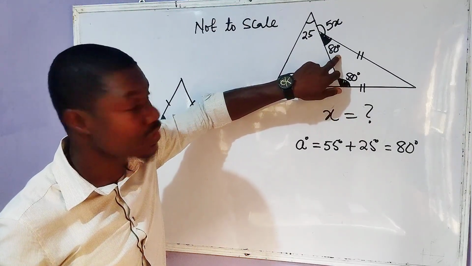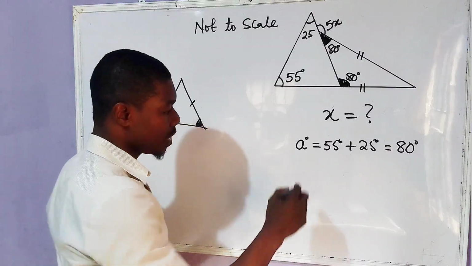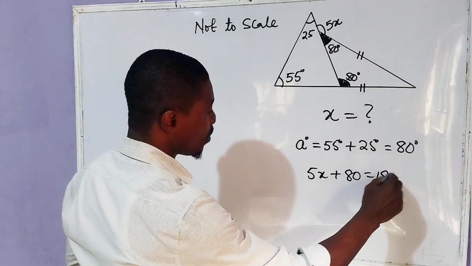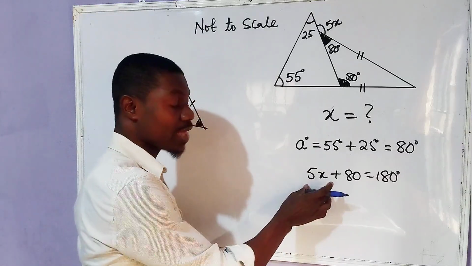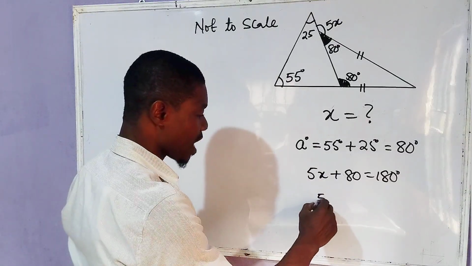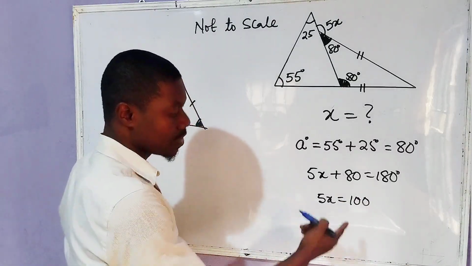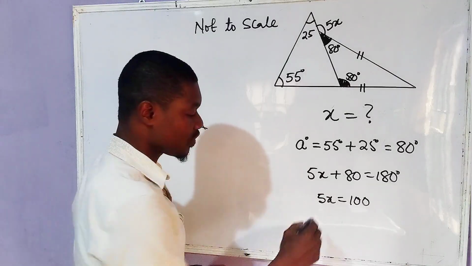So which makes it what? The sum of these two should give us 180. So here we have 5x plus 80 should give us 180. Subtracting 80 from both sides, that is by isolating 5x, we have 5x equals 100. At this point we just need to divide both sides by the numerical coefficient of x, which is 5.